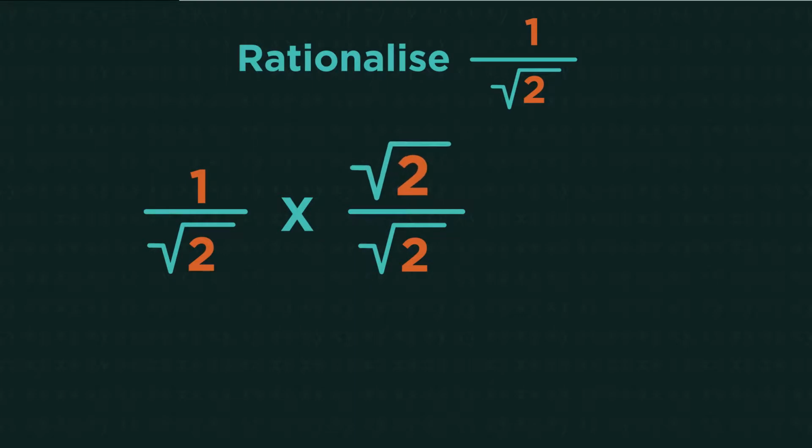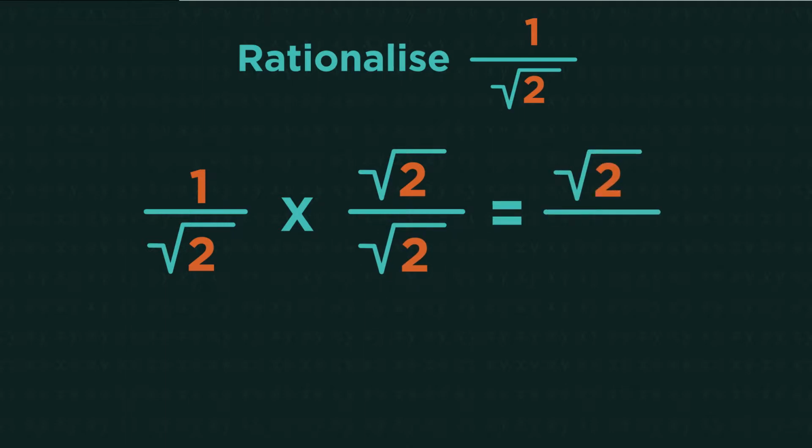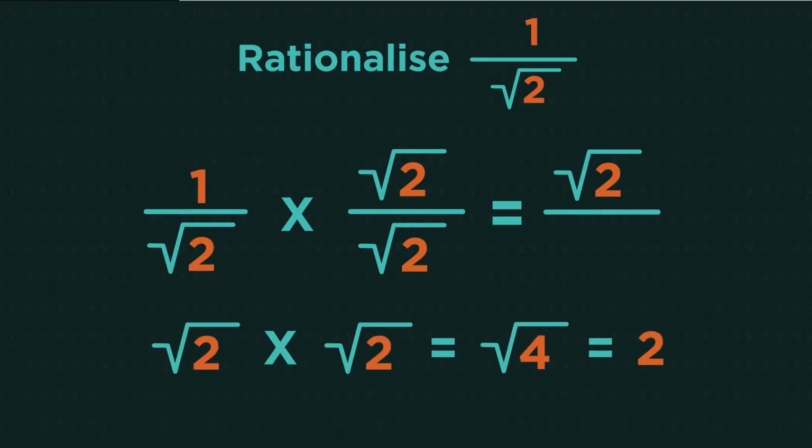Multiply both the top and bottom by the root, and we get 1 multiplied by root 2, which equals root 2, and root 2 multiplied by root 2, which is 2, because the rules of surds mean that we do 2 times 2, which is 4, and the square root of 4 is 2.